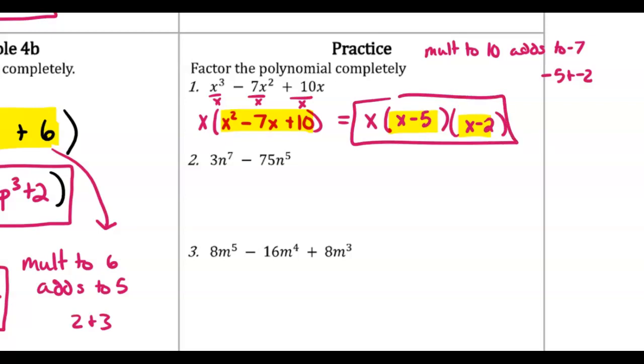Okay, on number 2, I see there's 2 terms, so I'm hoping it's difference of squares. Currently, you can't square root 3 or 75, so look for a GCF first. The GCF I see is 3 into the 5th.